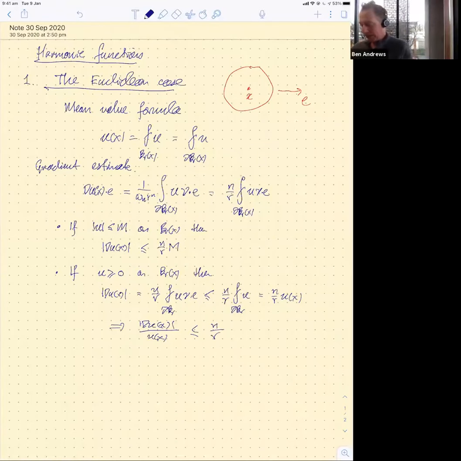Okay, and that gives you the Liouville theorem for non-negative harmonic functions, because if I take r going to infinity, then this gradient goes to 0. So the function is constant. Let me just mention, this implies the Liouville theorems for bounded or non-negative functions. Of course, the non-negative one implies the bounded one.